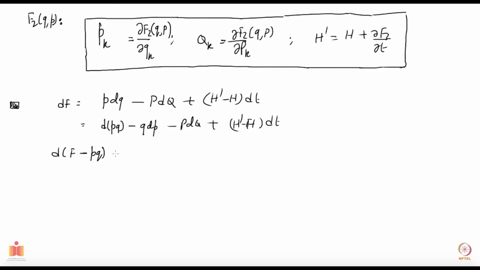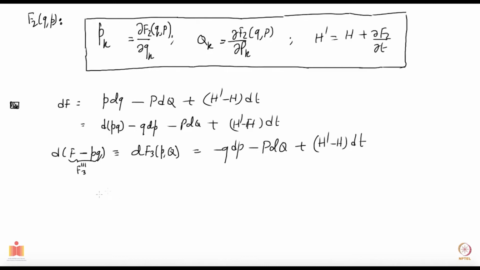So this we will define as d of f3. What will be the variables? The variables will be the small p and capital Q, because this is gone to the left. So let me write small p and capital Q. So your f3 is this. And what is df3? df3 is minus q dp and minus p dq plus h prime minus h dt.